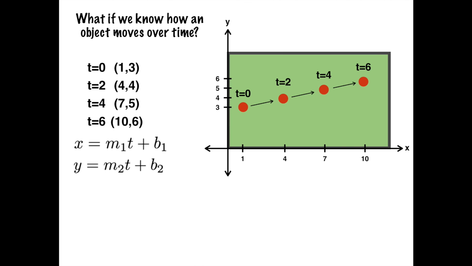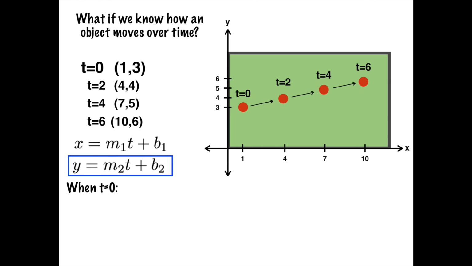So again, we're going to look to fill in the blanks here. We need to fill in m2 and b2. So again, we're going to do the same process. Let's just take time equals 0. So we know we have this point again. Now instead of looking at the x value, we're going to look at the y value this time. So I'm going to start with a 3. So 3 is going to be equal to m2 times the time 0 plus b2. The m term drops out, and we get b2 is equal to 3.